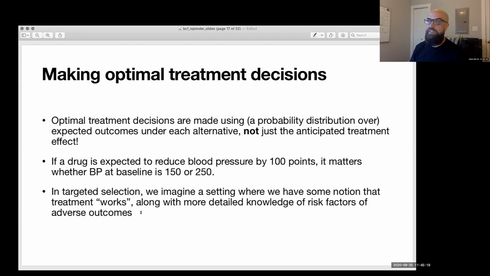But we probably have more detailed knowledge of risk factors for adverse outcomes, right? So I think this is running around out there in the wild. I think it's maybe a little bit more common. But yes, ideally we would be making treatment decisions based on good knowledge of expected outcomes under each alternative.